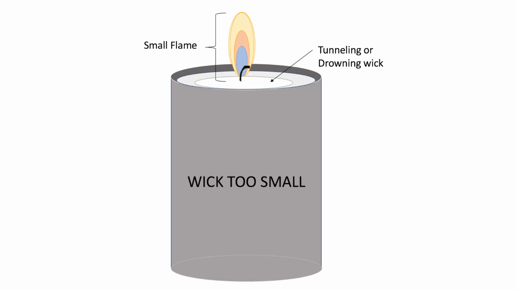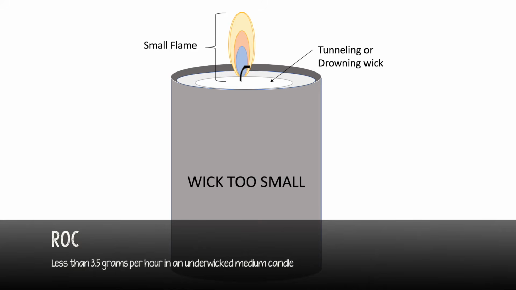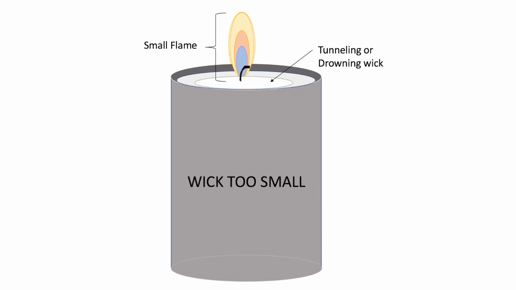An underwicked candle will also have a low rate of fuel consumption. This will typically be less than 3.5 grams per hour for a medium candle. If everything else is okay with the system and self-trimming is occurring, this type of candle may well burn to completion, but will leave a lot of hang-up on the walls of the vessel. Whilst not necessarily a safety issue, it is not great for customer satisfaction and should be addressed. With softer waxes, this tunnelling effect may drown the wick as the candle burns down.